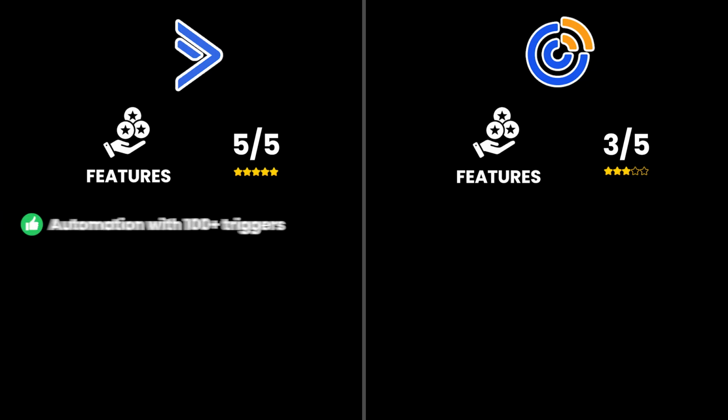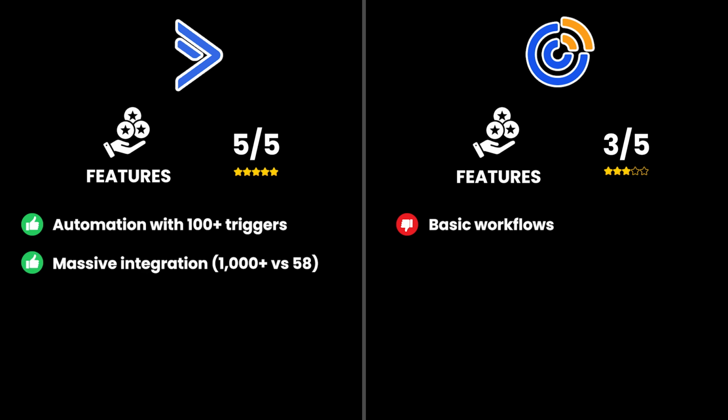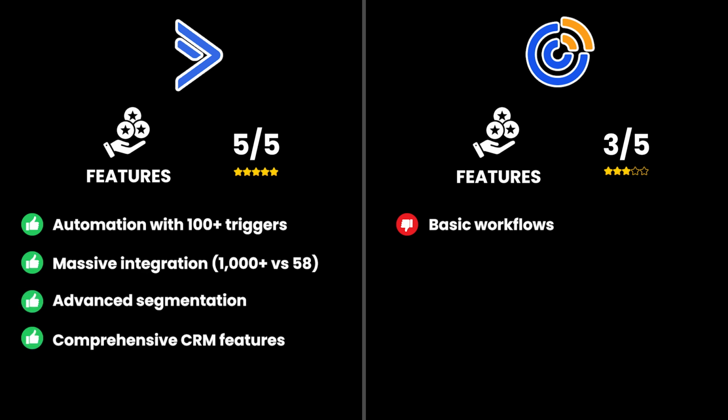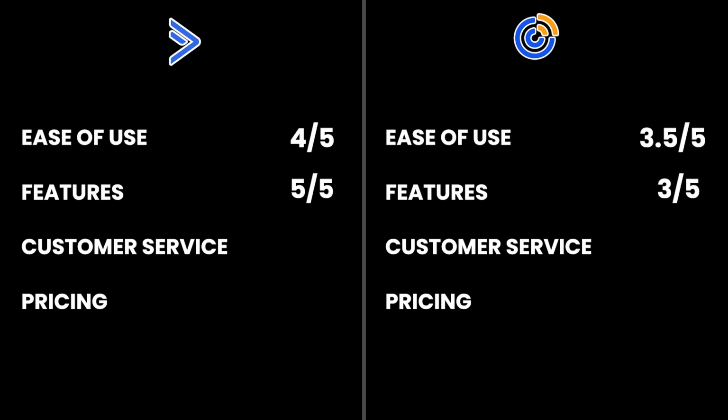ActiveCampaign dominates features with vastly superior automation, more integrations, and better CRM capabilities. ActiveCampaign's unmatched automation with 100 plus triggers and actions versus Constant Contact's basic workflow, more integrations, advanced segmentation without plan restrictions, and comprehensive CRM features make it the clear winner for businesses needing sophisticated marketing capabilities.